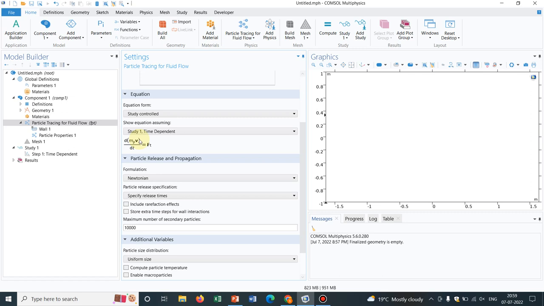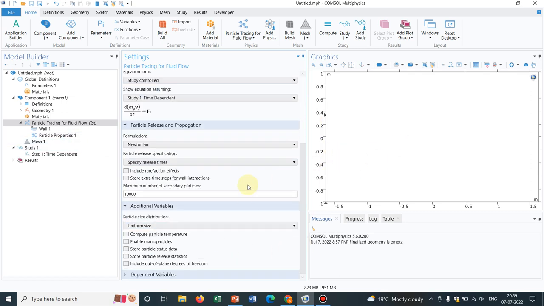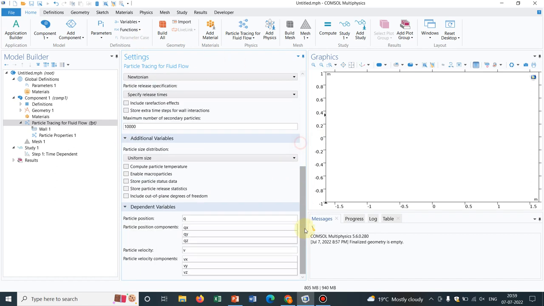As currently we are dealing with 2D space, it would have x and y components. You can also check that in all the cases under the settings window you will have the option dependent variables. If you go to the dependent variables, you can see there are three velocity components, vx, vy and vz, that means in the x, y and z directions. But obviously vz would be zero because we are constrained to 2D coordinates.